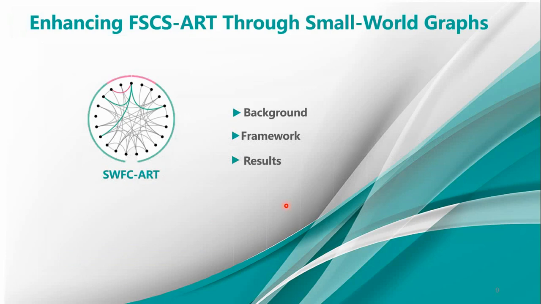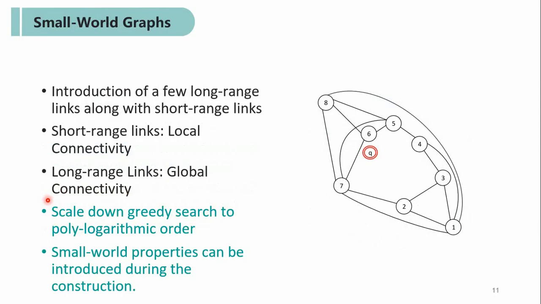So to solve this problem, we looked at several nearest neighbor search data structures, and we found that small world graphs have the potential to solve the problem of FSCS-ART. Small world graphs introduce a few long range and short range links in the graph. The short range links connect the nearby nodes, and they provide the local connectivity, and the long range links connect the distant nodes, and they provide the global connectivity within the graph.